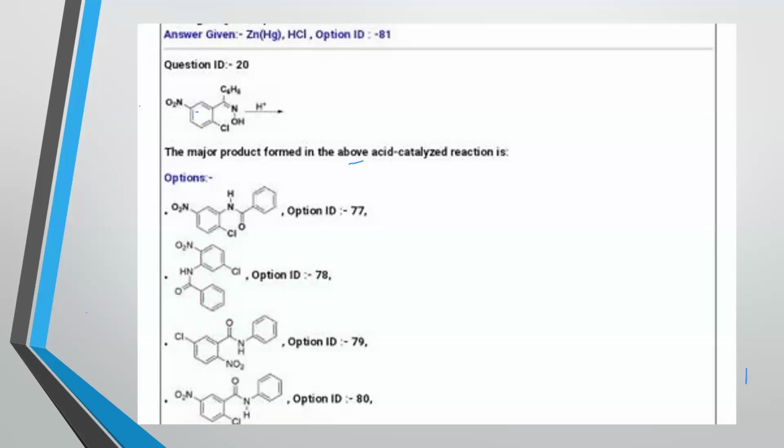What will be the answer of this one? You are correct. This is Beckmann rearrangement. What will be the answer? D option. D option. Okay, D option.